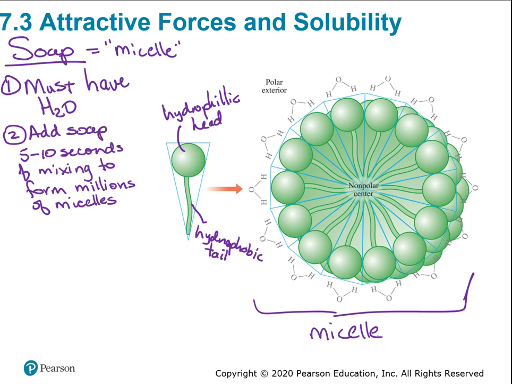You get millions. So on your hands, you wet your hands, you add soap, you start scrubbing. 5 to 10 seconds. You should really notice bubbles. You really notice like your hands lather up. Sometimes it even starts looking kind of cloudy. So that is telling you you're making millions of these micelles. That's what's forming on the surface of the hands.